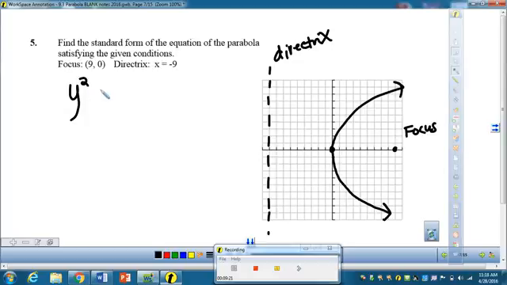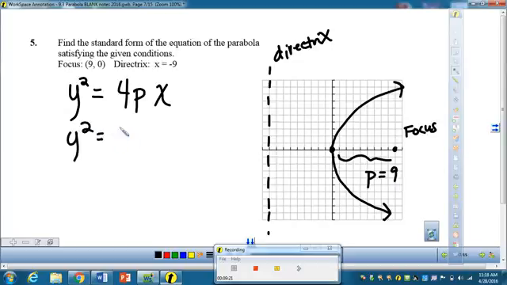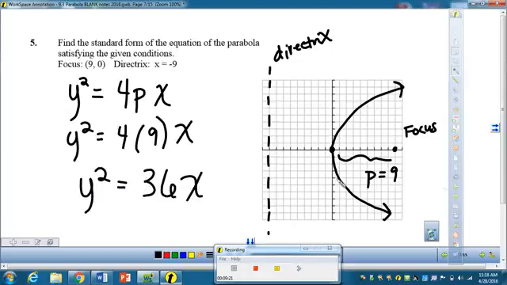So it means that the standard form is going to be based on the y squared version of the standard form. So starting with y squared equals 4px, P is the distance from the vertex to the focus. So in this problem, P is 9, and it's a positive 9 since it's opening toward the positive direction. So our equation is y squared equals 36x.